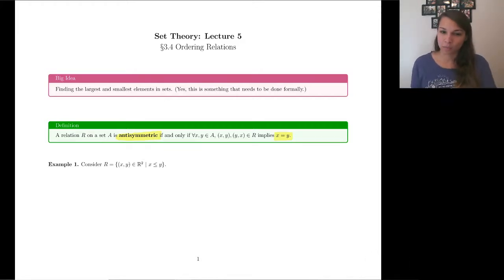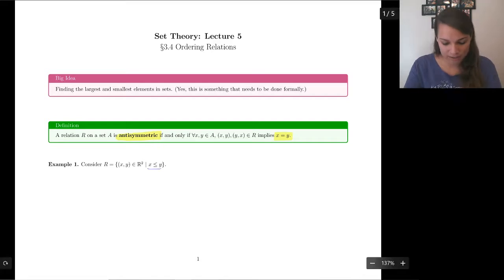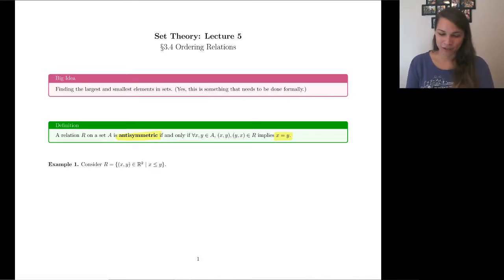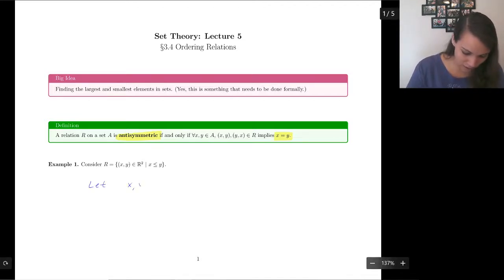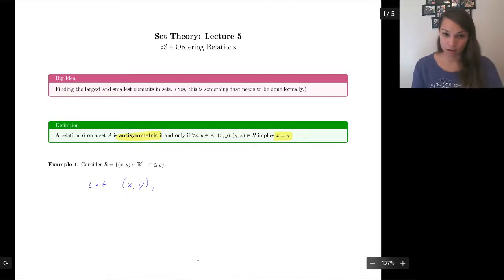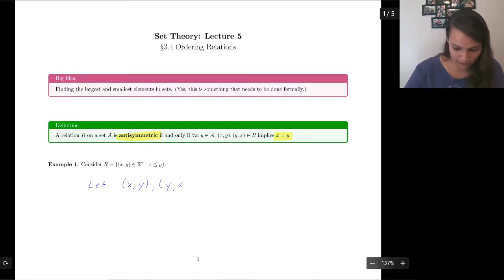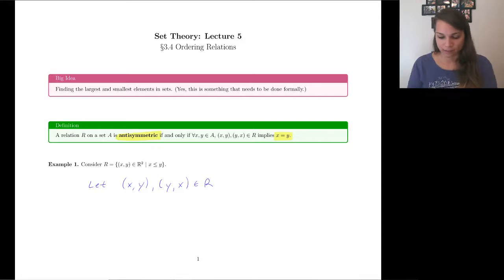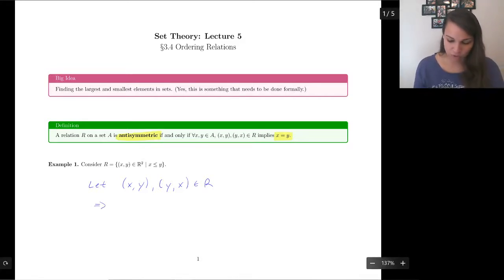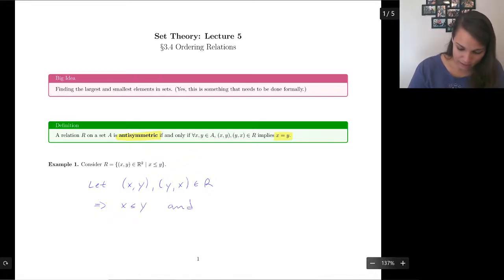So let's consider example 1. We have the relation where x is related to y by having x is less than or equal to y. We want to prove that this is antisymmetric. So we're going to say let xy be an element in R, and then we're also going to have yx as an element in R. If it's antisymmetric, they're going to have to end up equaling each other. So we use the definition of R, which is x is less than or equal to y, and y is less than or equal to x.